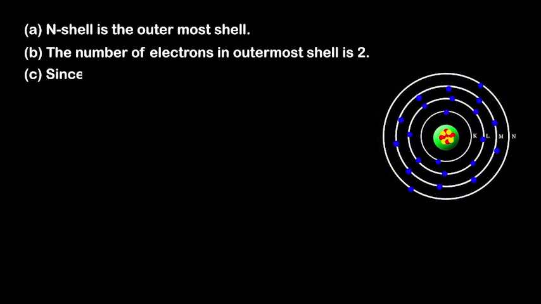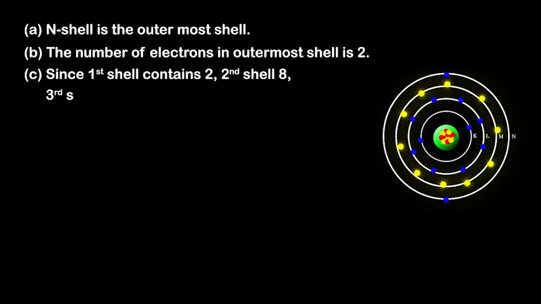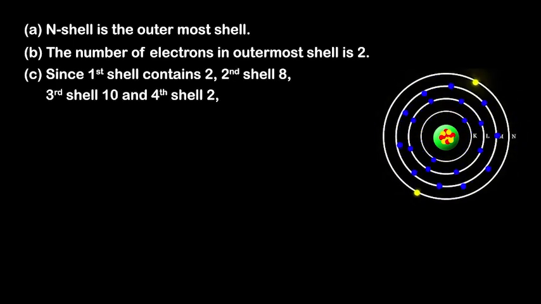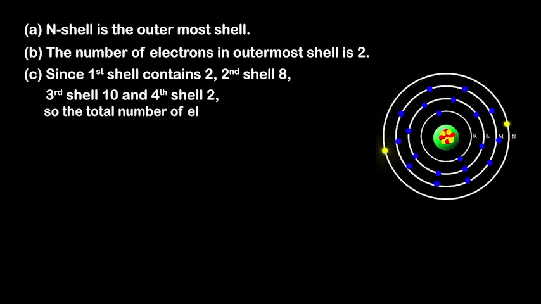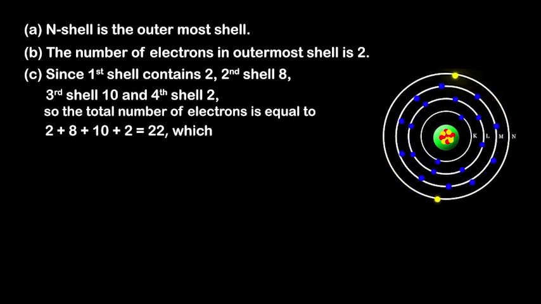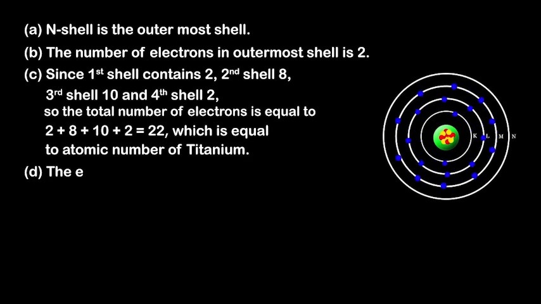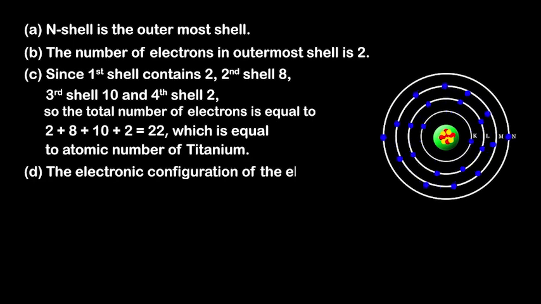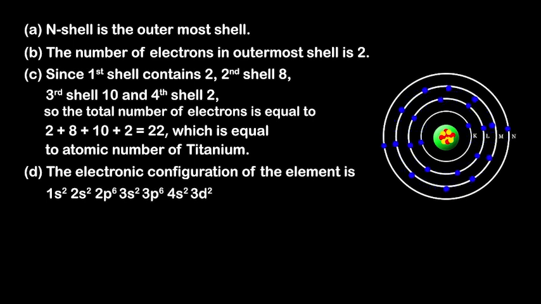C. Since the first shell contains 2, second shell 8, third shell 10 and fourth shell 2, the total number of electrons is equal to 2 plus 8 plus 10 plus 2, which is equal to 22, which is equal to the atomic number of titanium. D. The electronic configuration of the element is 1s2, 2s2, 2p6, 3s2, 3p6, 4s2, 3d2.